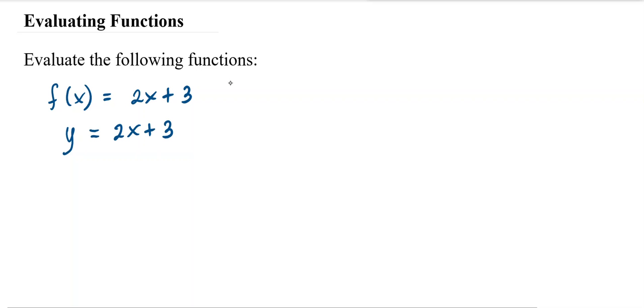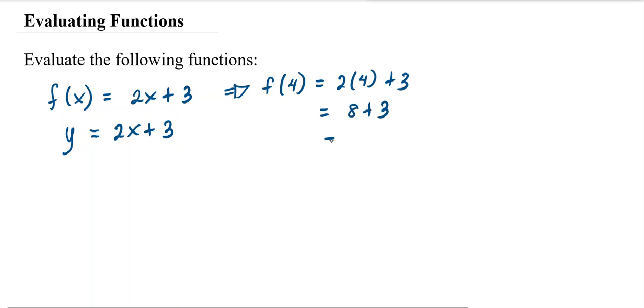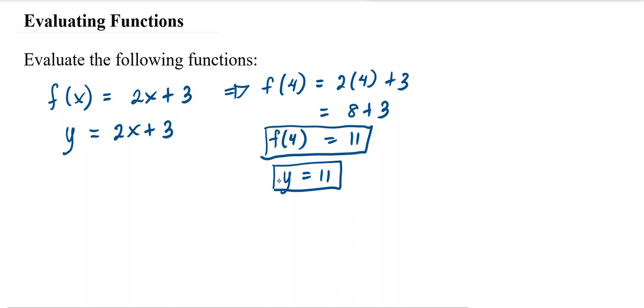And so if we are trying to evaluate f of 4, that means it's going to be 2 multiplied by 4 plus 3, which is 8 plus 3, which is 11. So f of 4 is equal to 11, meaning that your y is equal to 11 when x is equal to 4. So the ordered pair that corresponds to this type of function is the ordered pair 4, 11.